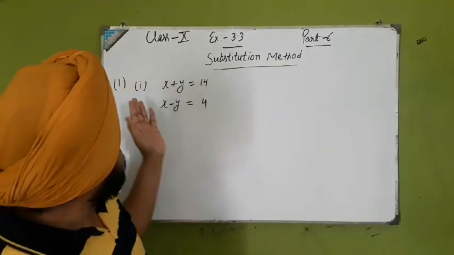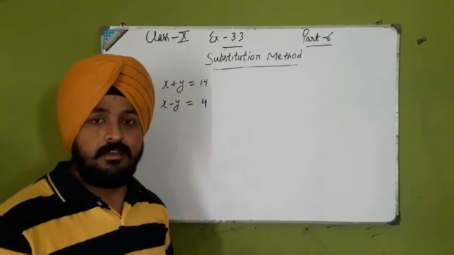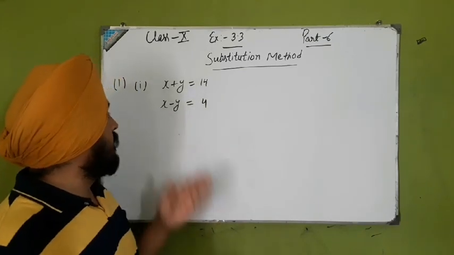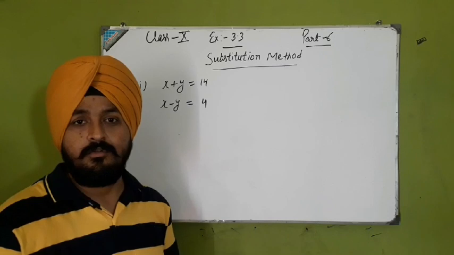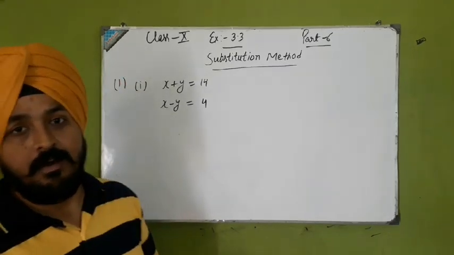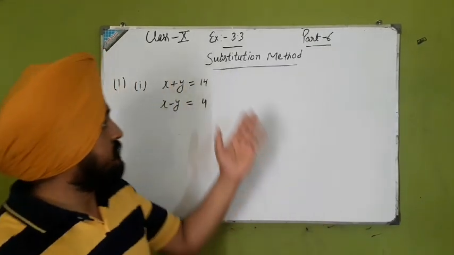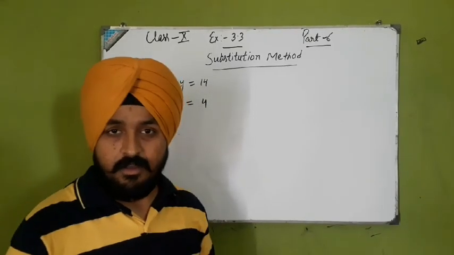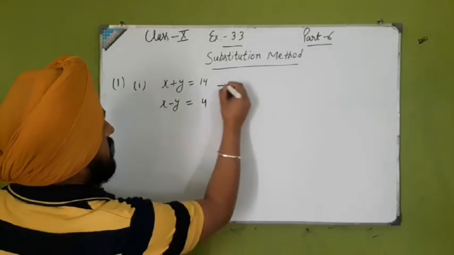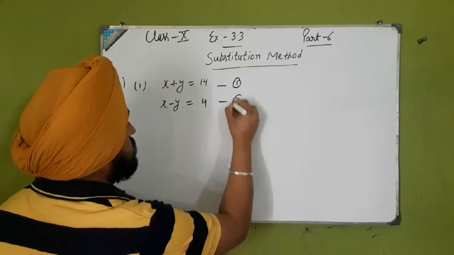So the first question here is x plus y is equal to 14 and x minus y is equal to 4. You have to find the values of x and y by using the substitution method. Clear? So let us write equation first here, equation second here.